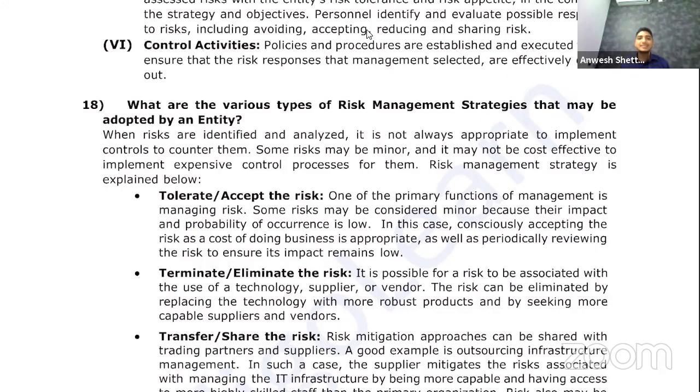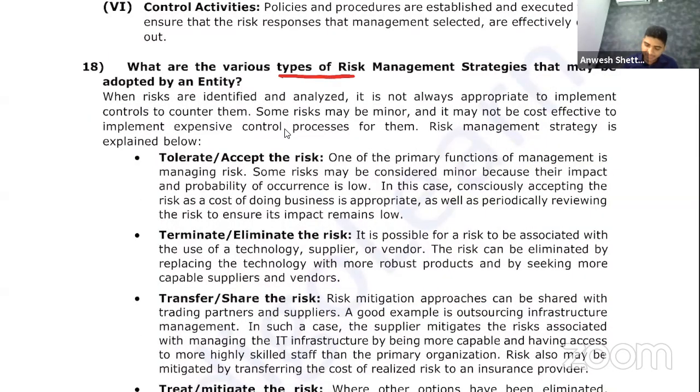So let us go to the 18th question. Sir, why are we jumping from one question to another question? Because I told you we are not going to follow chronological order. What are the various types of risk management strategies that may be adopted by an entity? We need to understand the answer. Once you understand the answer, it is simple.